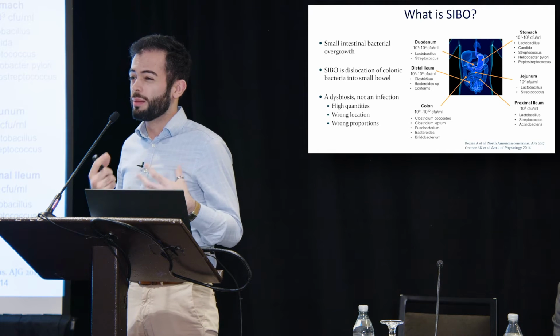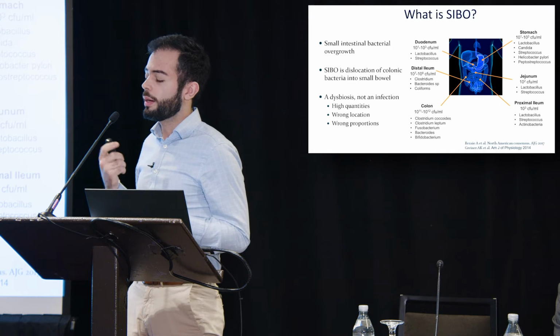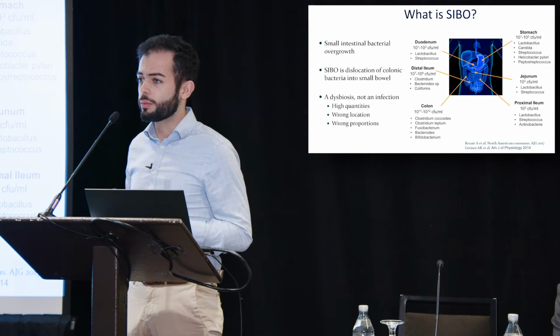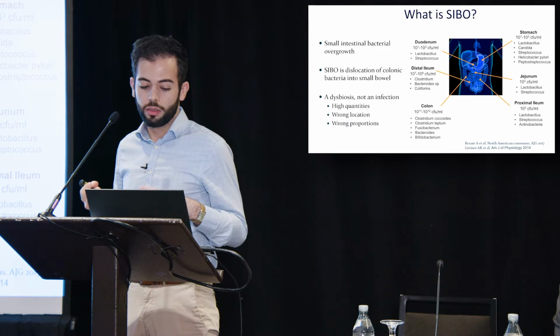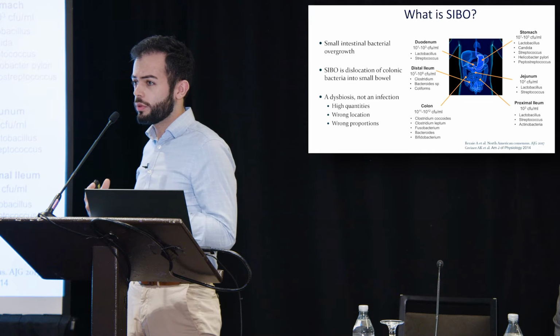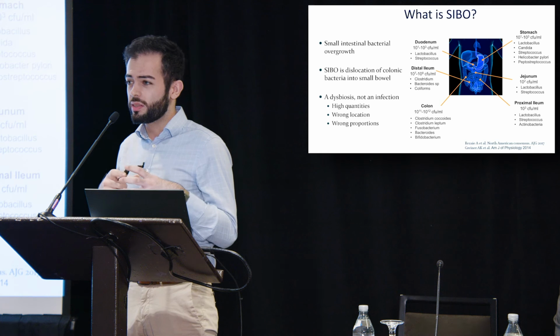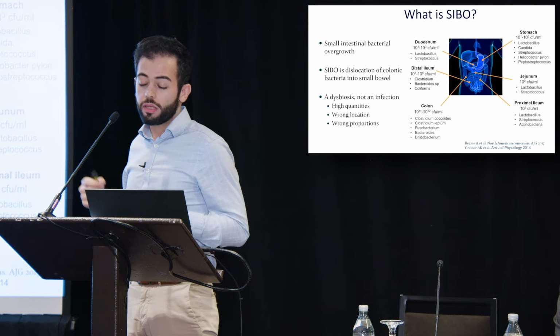And this growth is abnormal. How is it abnormal? It's abnormal in its quantity. The bacteria proliferate to very high numbers. Two, they're in the wrong location, right? They're in the small intestine. That's where they're proliferating, and the small intestine is narrower in diameter, maybe more sensitive than the colon. And then finally, in wrong proportions.